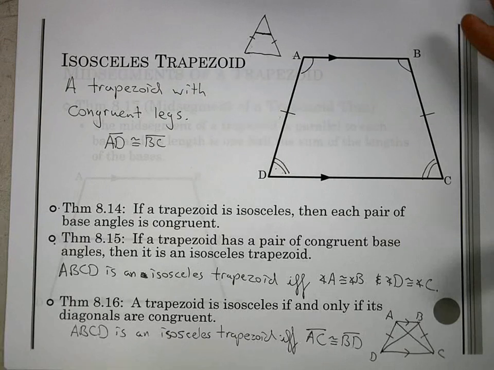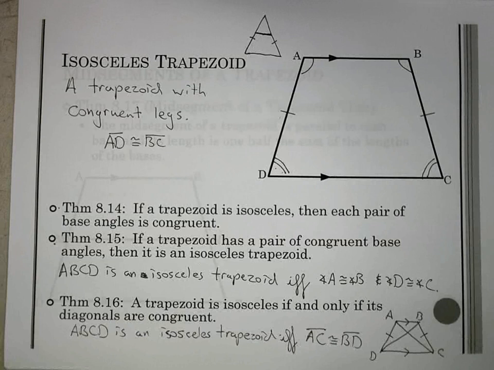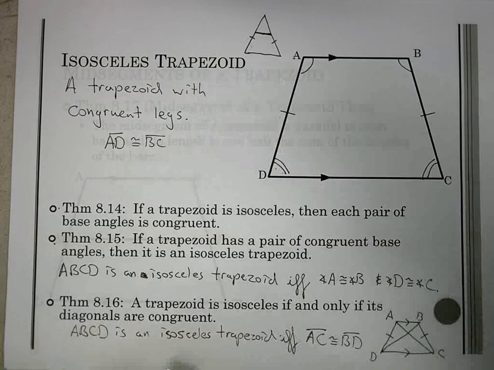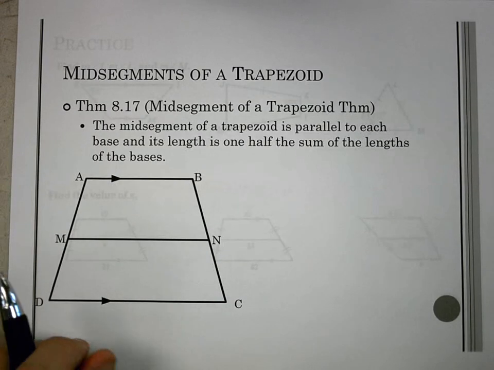Now, this is not a parallelogram. They do not bisect each other. We have seen that diagonals are congruent in a rectangle, but that's just a coincidence in that sense. It doesn't mean they bisect, it doesn't mean that it's also a rectangle. We're just going to use the fact that they will, in fact, be congruent when we look at the diagonals in an isosceles trapezoid. Now the last part we have for a trapezoid is the midsegment of a trapezoid.